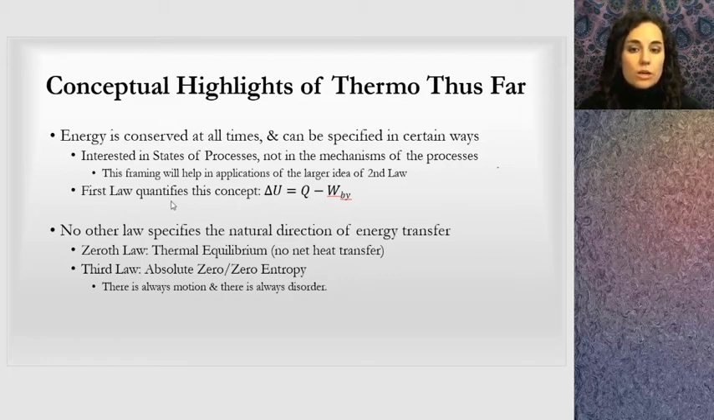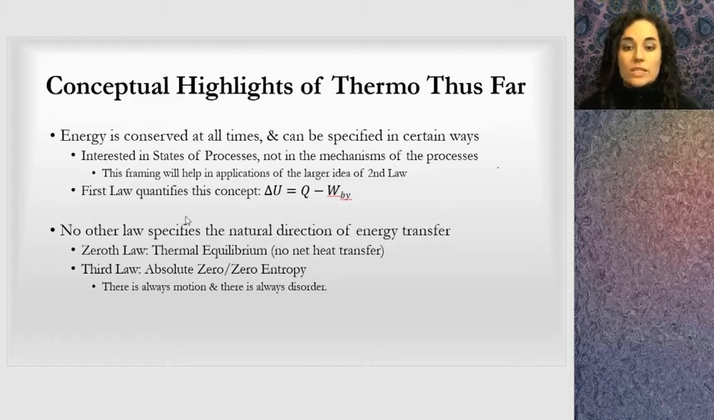The first law quantifies this concept that energy is conserved at all times. We have a change in thermal internal energy, and that comes about because of heat and work being done by the system in question. What you've seen is that no other law specifies the natural direction of energy transfer. This is not a directionality equation. This is just an equation. It says two things are equal. It does not have arrows in it in any direction, right?